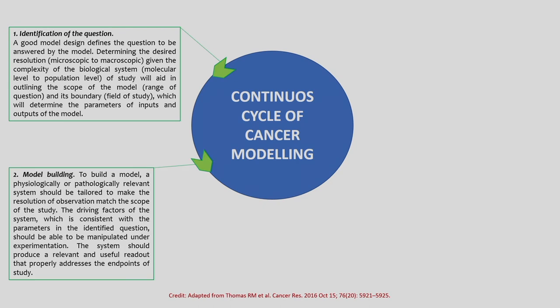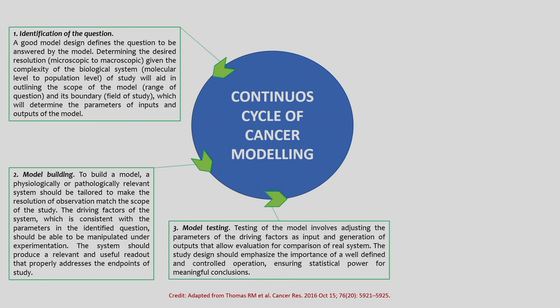The next step is model building. Once we identify the question, we go on to build up the model. To build a model, a physiologically or pathologically relevant system should be tailored to make the resolution of observation match the scope of the study. The driving factors of the system, which is consistent with the parameters in the identified question, should be able to be manipulated under experimentation. The system should produce a relevant and useful readout that properly addresses the endpoints of the study.